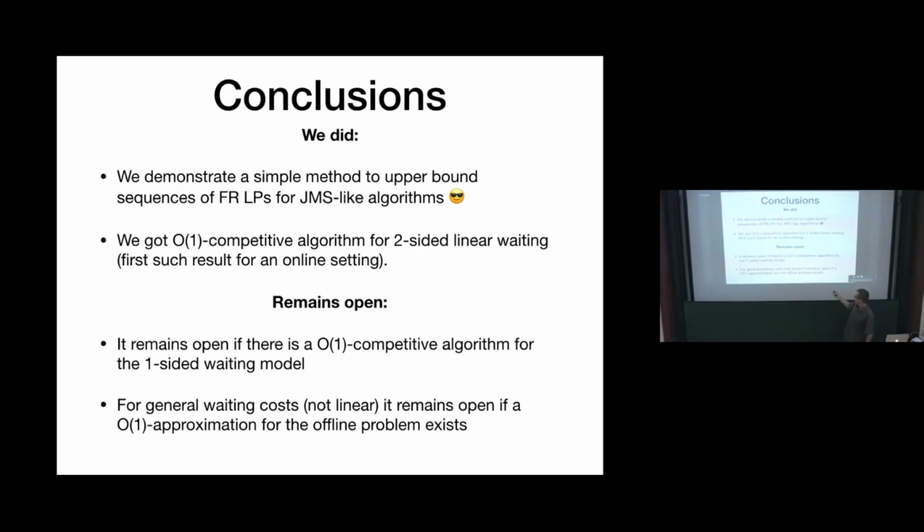So there is a model with deadlines, and for example, we don't know if online facility location with deadlines can be solved with a constant approximation ratio. Well, I would really like to answer this question.